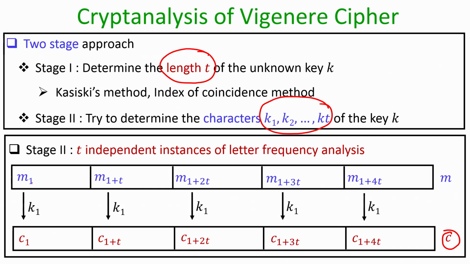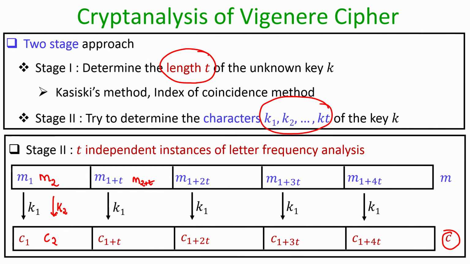In the same way, the adversary can think of a second stream of ciphertext consisting of the second ciphertext character, the 2 plus tth ciphertext character and so on. It knows that this second stream is related to another stream of plaintext characters, namely m2, m of 2 plus t and so on, by the relationship that all of them are shifted versions, where the amount of shift is some unknown value k2, and so on.